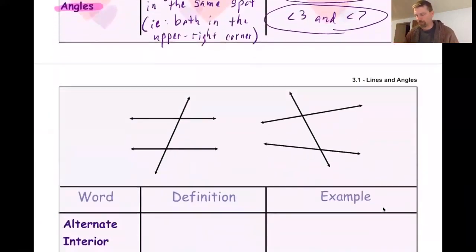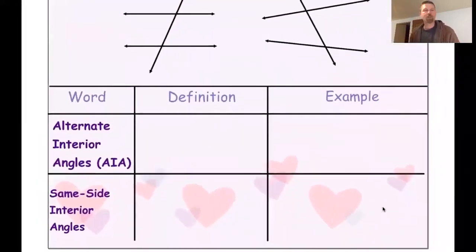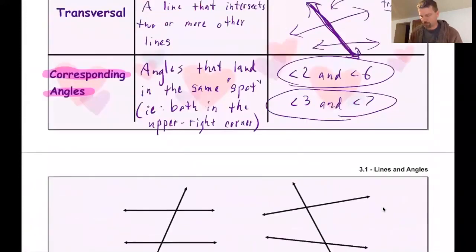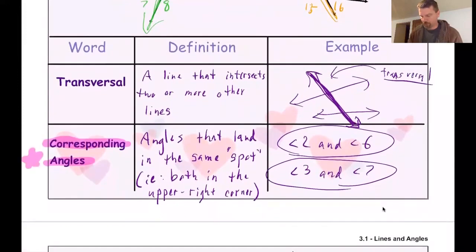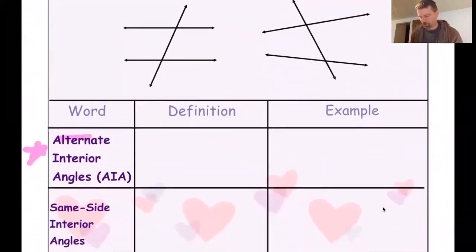Those aren't the only angle pairs that are formed, though. There's something called alternate interior angles. Now, those are going to be important, right? Those ones, I'm going to put a star by that and a star by that. Those are going to be really important ones. So alternate means alternate sides, right? Left, right. Interior means inside.